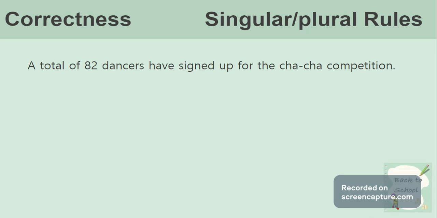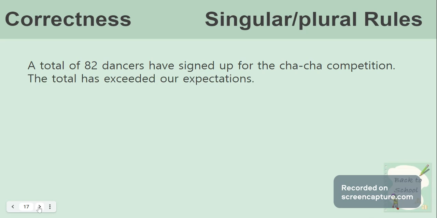Understood? 82 dancers. Ibig sabihin, they are taken as separately. It's not a whole. Okay? Next one. The total has exceeded our expectations. Okay, for the total, this is actually singular. See the difference? A total is actually plural. The total or that total is singular. It should be followed by has.